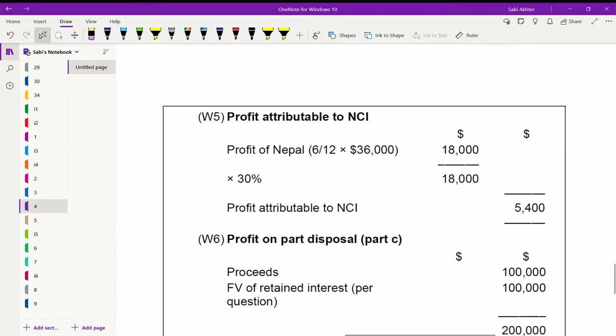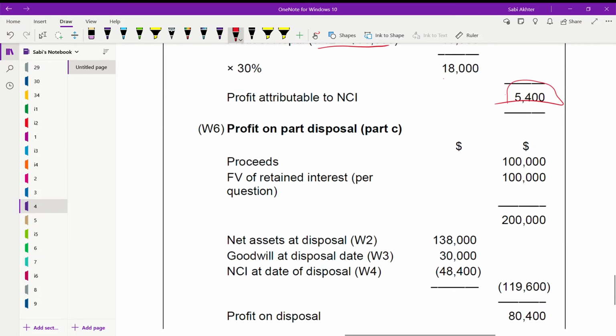Now the profit that is attributable to the NCI. The first 6 months of 36,000 you have to take, and on that you have to take 30%. Only this. There is no impairment, no depreciation, no changes, so only the profit. That's it. Coming to part C, you have to find the profit because there's a part disposal, and this is the pro forma that you have to learn for part disposal.